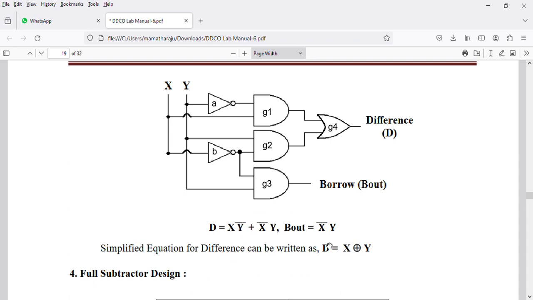And for the borrow out equation, we'll take X bar from here directly as one of the inputs for gate 3, and Y comes as it is to gate 3 as the second input. Those two get computed in gate 3 and our borrow out equation will come as X bar Y.